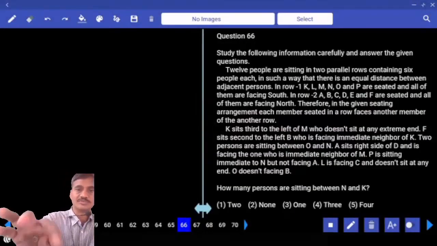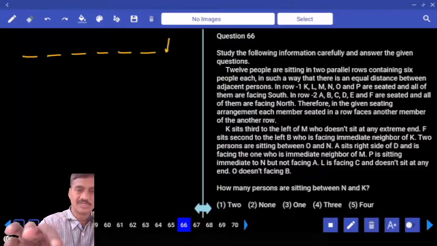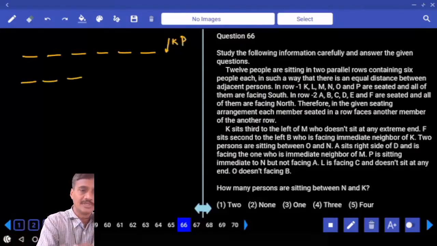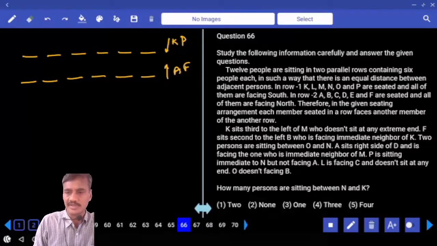Then coming to condition number 1. Now 6 persons, 1, 2, 3, 4, 5, 6. And who are the persons here? K to P. And in the other row, A through F are the 6 persons, they are facing in this row. Then coming to condition number 1, K sits third to the left of M. Where is this K? K is third to the left of M, and M does not sit at any one of the extreme ends of the row.